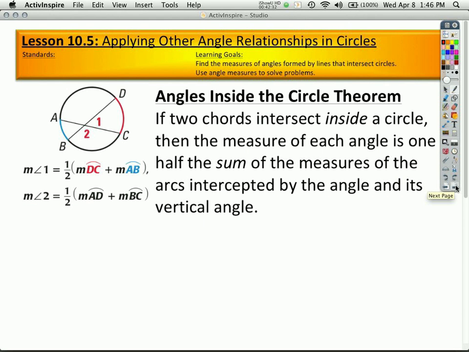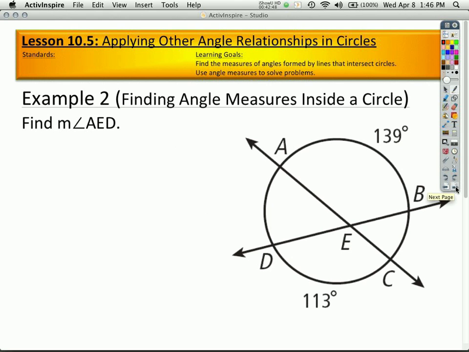Now, angles inside the circle theorem. As we talked about earlier, 2 intersecting chords form angles. The angle measurements will be half the sum of the intersected arcs. So, let's see how this plays out. Find the measure of angle AED.